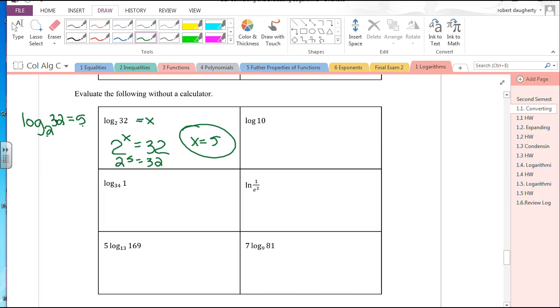Okay. Let's look at this one. I don't know what this is. I'm going to call it x. What's the base? It's 10. It's not 10 because of this 10. Anytime you don't see a base, the base is what? 10. So what this means is the log base 10 of 10 is equal to x. When I don't see a base, the base is 10. Now let's convert this to exponential. What's the base? 10. What's the exponent? X. So 10 to the x.